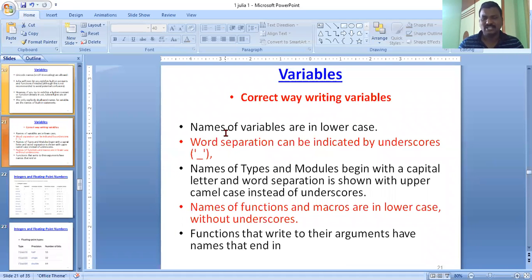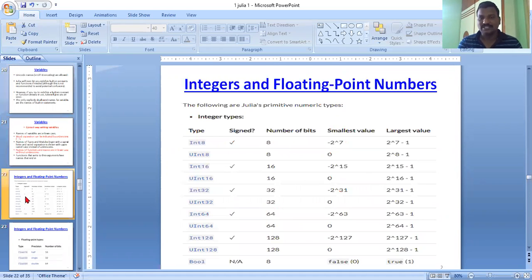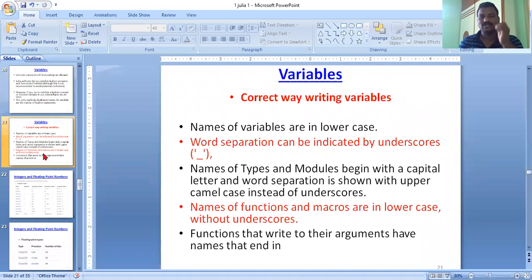That means what is the correct way of writing the variable here? What are the different ways for writing the variable? What is the correct way for writing the variable? And then the sum of the integer and floating point number. We will discuss the integer and floating point number related information.